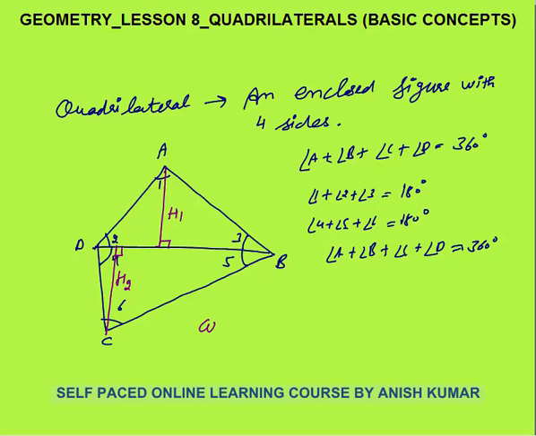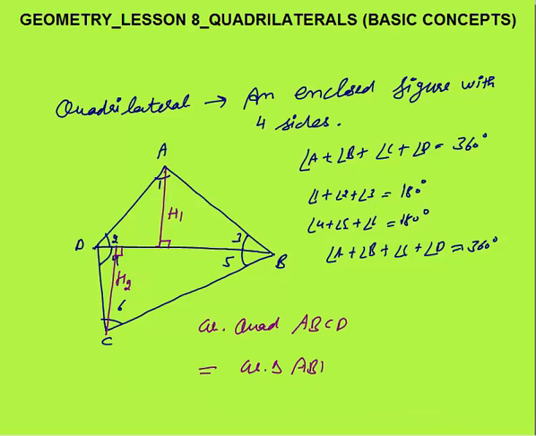Now can I say, area of this quadrilateral ABCD would be how much? Can I say that this will be area of triangle ABD plus area of triangle BCD. Now area of triangle ABD is half into base into height, half into BD into H1, and area of BCD would be half into BD into H2.